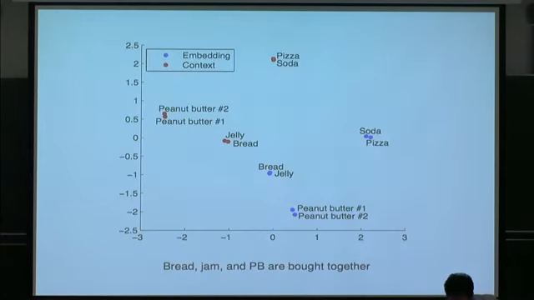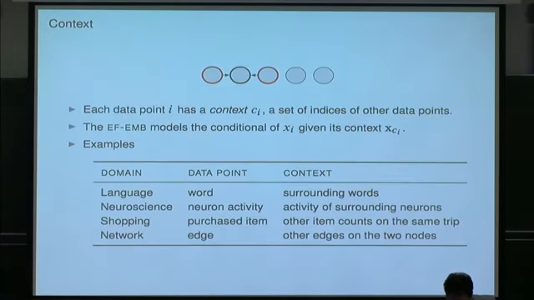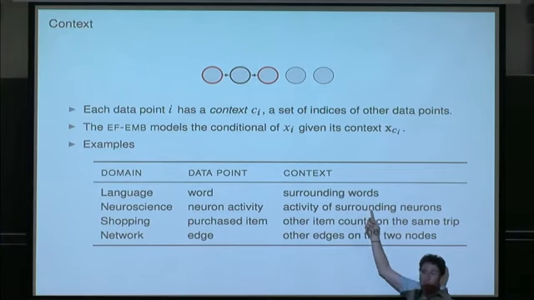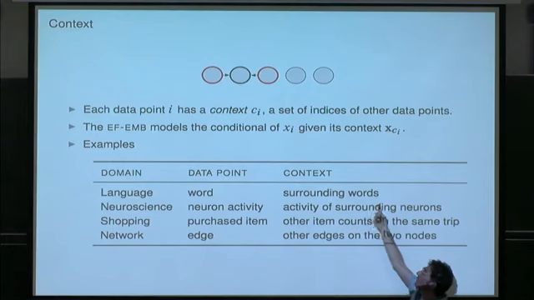So it can be explained with this vacation town deli. More generally, like I said, there are these three ingredients. One is the context. Each data point i has a context, which is a set of indices of other data points. And so an exponential family embedding model models the conditional of x_i given its context, x_{c_i}. In language, that context is the surrounding words. If you print out a stack of neural net word embedding papers, that's what you're going to learn.